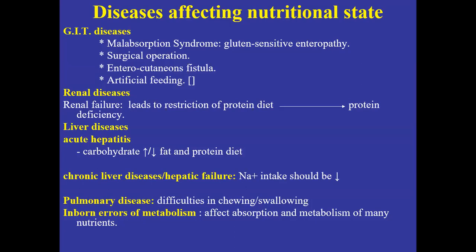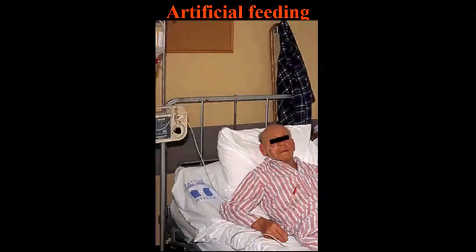Disease affecting nutritional state including GIT disease اللي هي malabsorption syndrome, gluten sensitive enteropathy, surgical operation, enterocutaneous fistula and artificial feeding. Renal disease like the renal failure lead to the restriction of protein diet and protein deficiency. Liver disease, acute hepatitis اللي هو يسوي لنا carbohydrate increase and decrease fat and protein diet. Chronic liver disease and hepatic failure, sodium intake should be decreased. Pulmonary disease, difficulties in chewing and swallowing. Inborn error of metabolism اللي هي تصير لنا بالchildren. زين، هذا هو الارتفيشال فيدنج في حالة البروتين انرجي مال النيوتريشن.